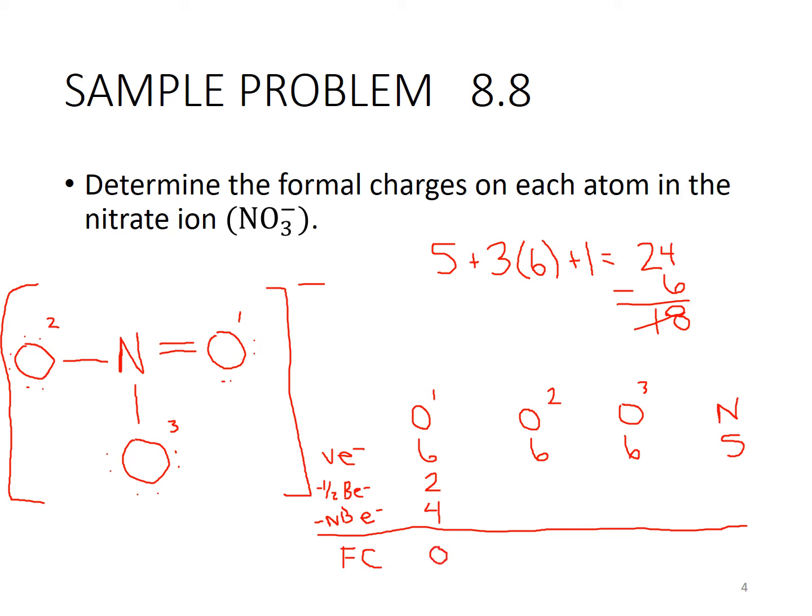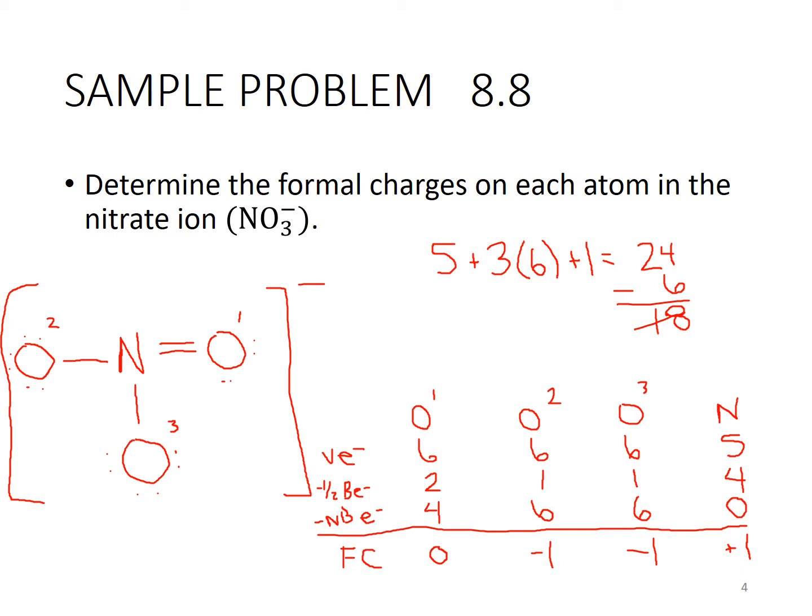So oxygen 2, 1/2 the bonding electrons. There's only 1 bond there total, so that ends up being 1 and 6. This is also 1 and 6. And lastly, nitrogen, it has 4 sets of bonds to it, and no lone pairs. Okay, so this means that we have 2 oxygens that have a -1 formal charge, and this nitrogen has a +1 formal charge. If you add up all of those, that does in fact equal -1, which is the charge of the anion, which does make some sense.